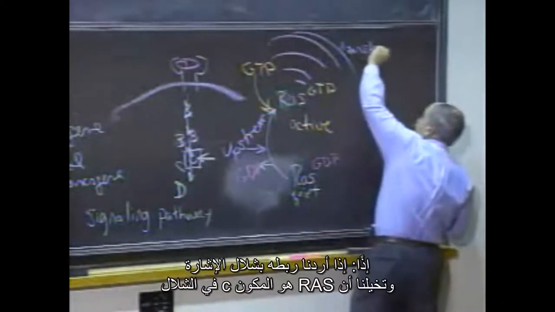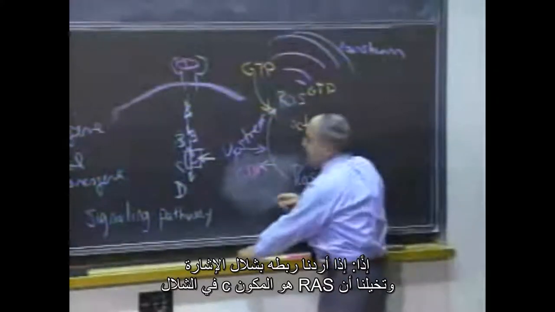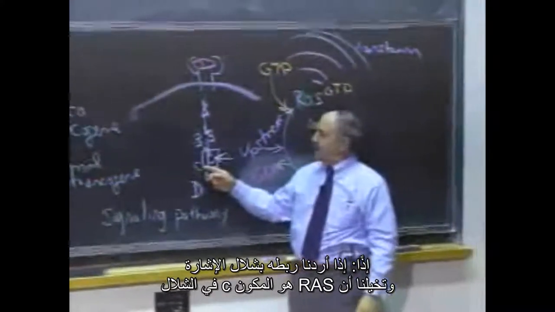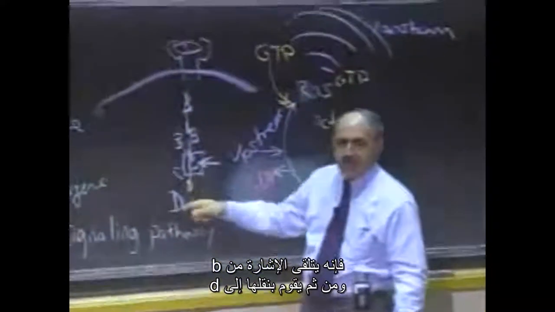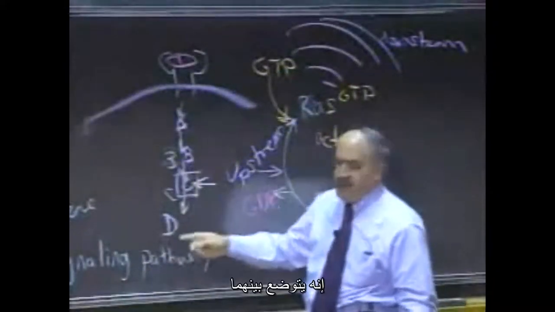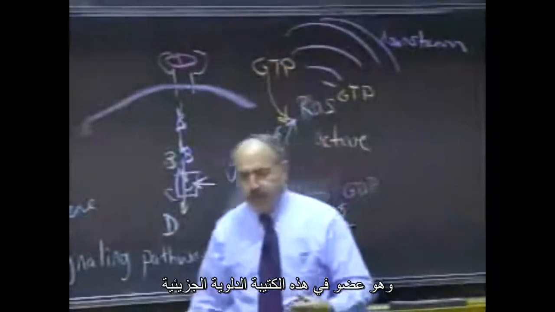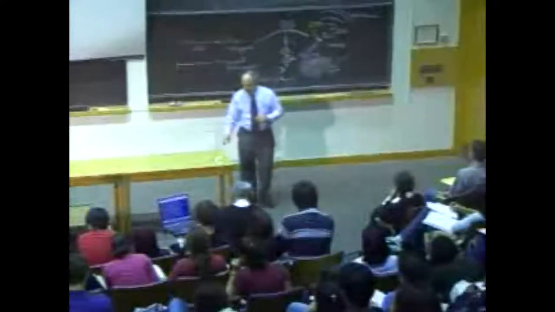So if we want to relate it to the signaling cascade, and we imagine that RAS is component C of this cascade, it receives signals from B, and then RAS passes signals on to D. It's sitting in between them. It's an intermediary. It's a member of this molecular bucket brigade.